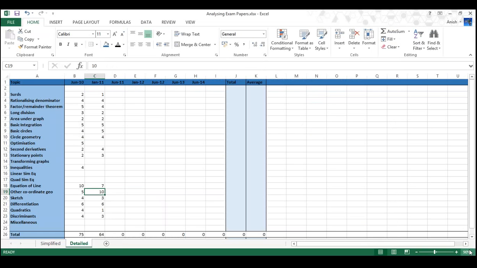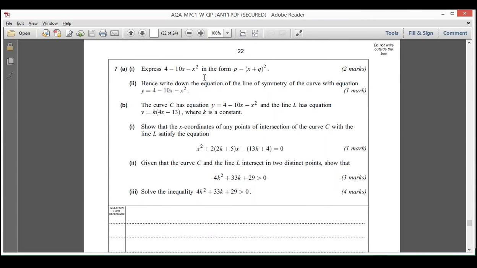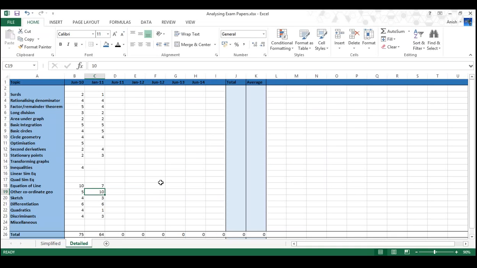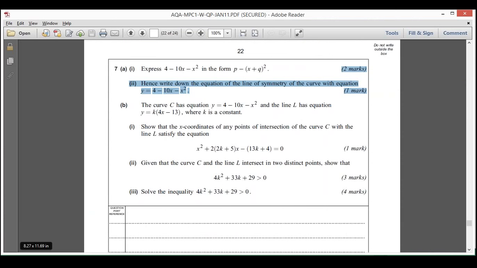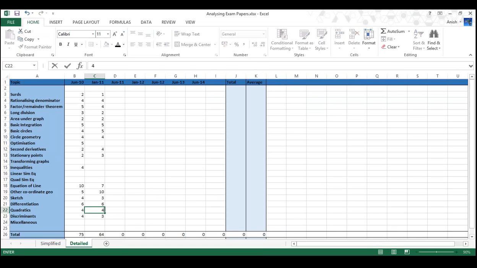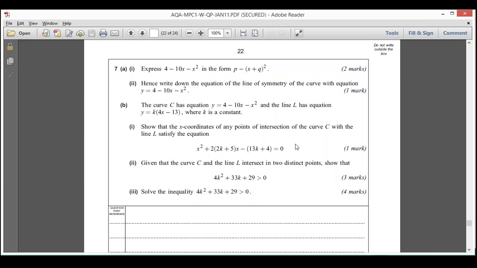Or is this the last one? Yeah. So that's quadratics, equation of the line of symmetry. I could probably put all of that under quadratics. So that would make that into 4. Show the equation, show the x-coordinates satisfy that equation. Okay, this would come under, it's just manipulating, isn't it? Just taking it over to one side. Come back to that, 1 mark.